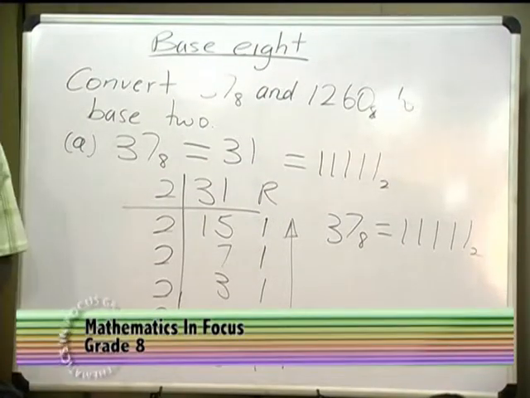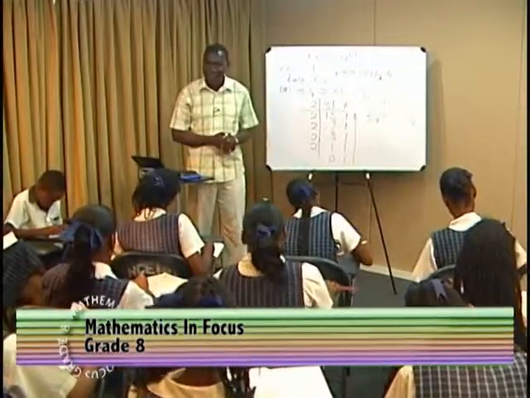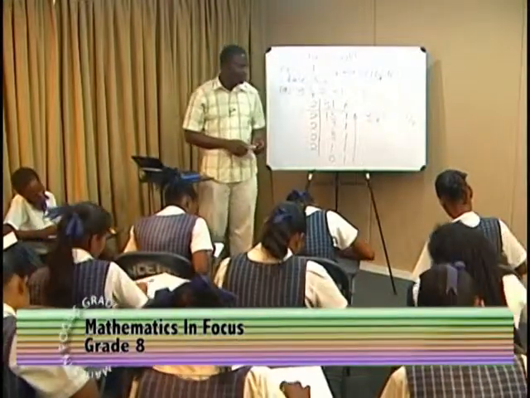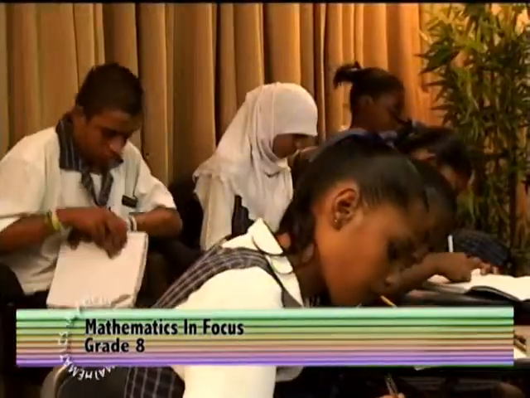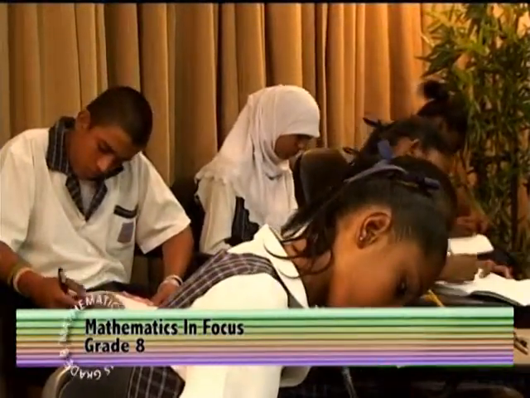So, let us strike a deal. I did the first one, and there is a second one to do. Who do you think should do the second one? All right, well then go ahead. Convert 1260 from base 8 to base 2.